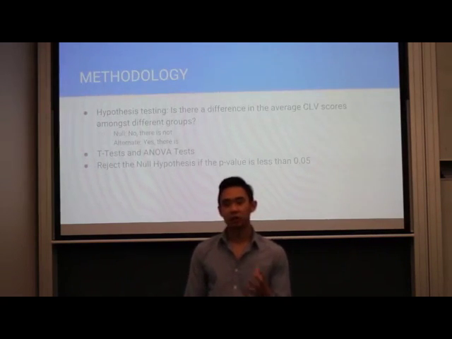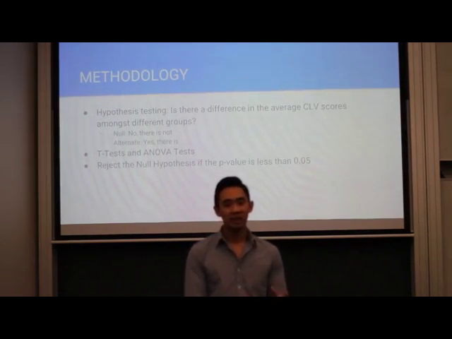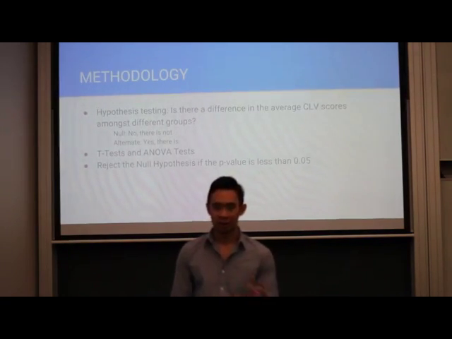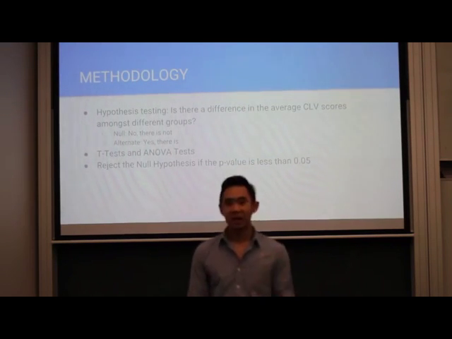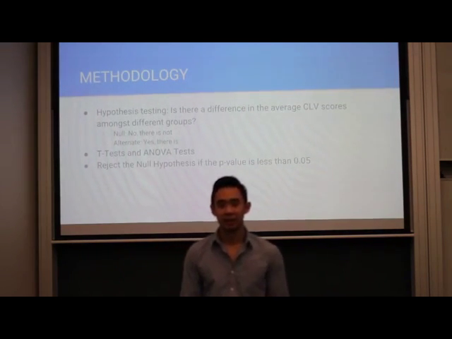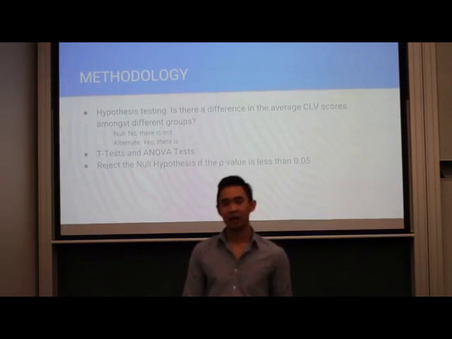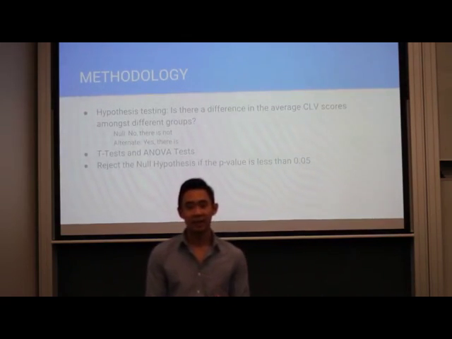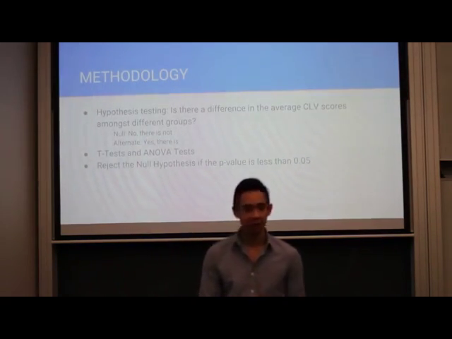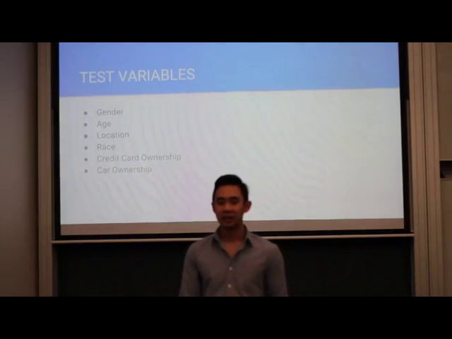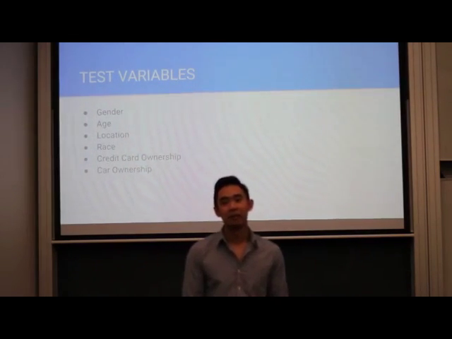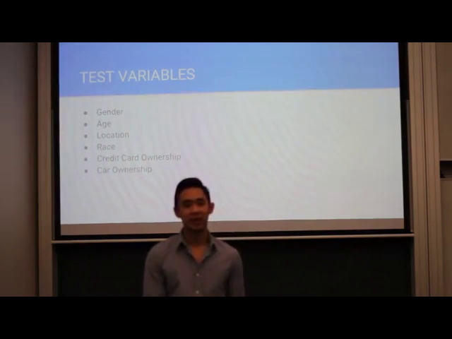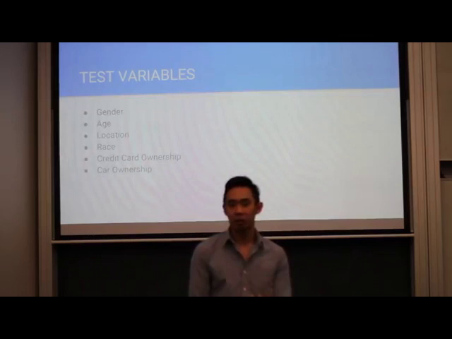We calculate this through doing hypothesis testing, where we see if the means differ from different groups. The null hypothesis is that the means do not differ based on what demographic group the consumer is from, and the alternate hypothesis states the opposite. We do this through t-testing and ANOVA testing, and if the p-value is less than 0.05, we reject the null. The variables we use are gender, age, city they come from, and race. These are demographic factors. Other special factors from the data set include whether they own a credit card and whether they own a car.